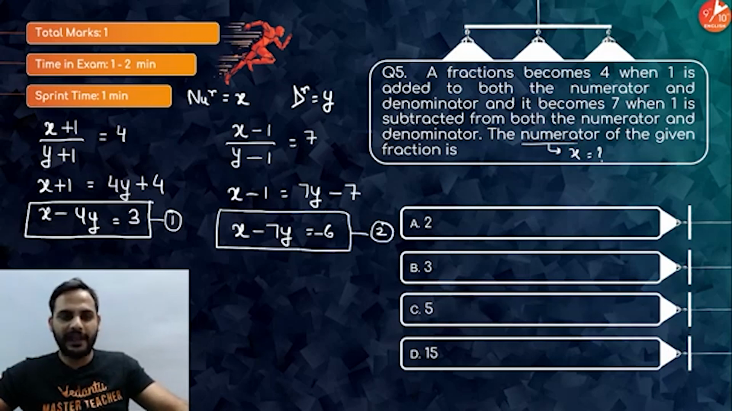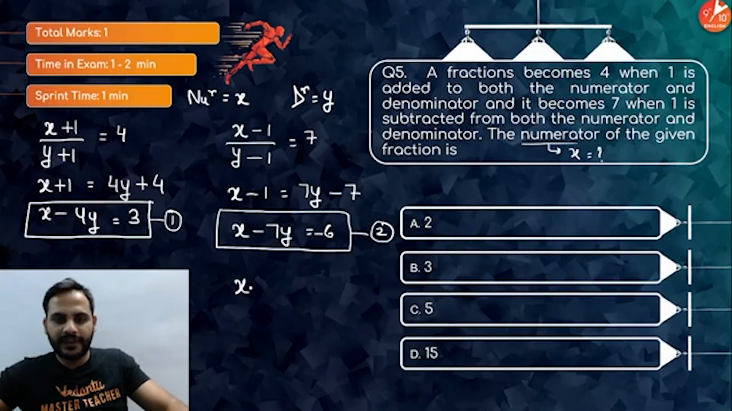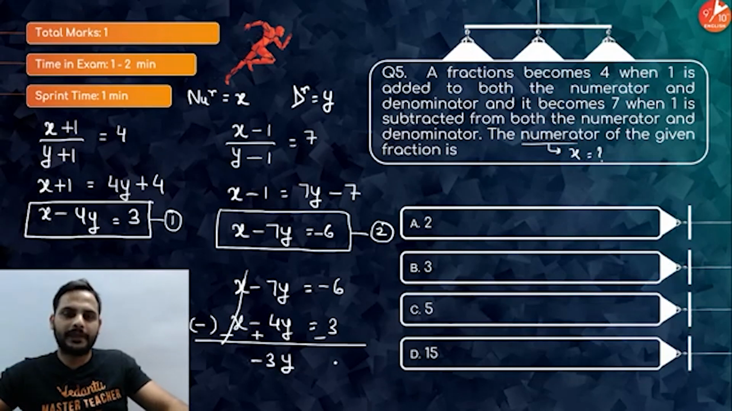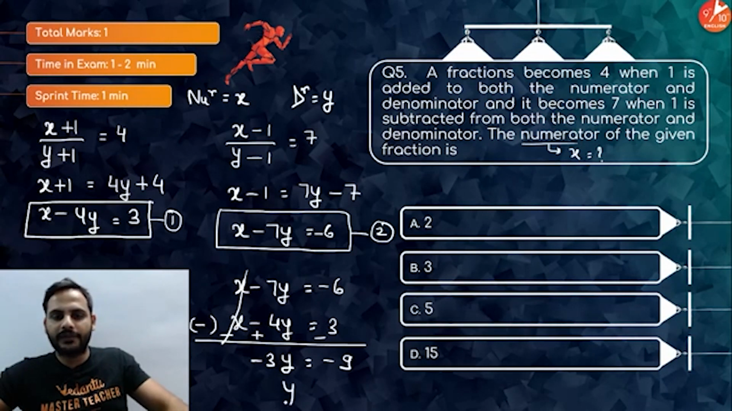Let's eliminate x as same coefficient. Let's subtract both the equations. So we have x minus 7y is equal to minus 6 and here we have x minus 4y is equal to 3. If I do the subtraction, beta, it will be minus plus minus got cancelled. Minus 7y plus 4y will be equal to minus 3y. And minus 6 minus 3 is minus 9. Both are negatives will be added. So y is equal to 3.